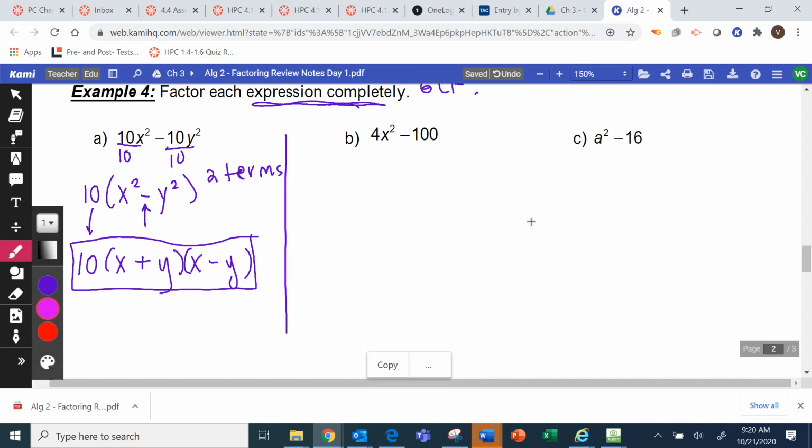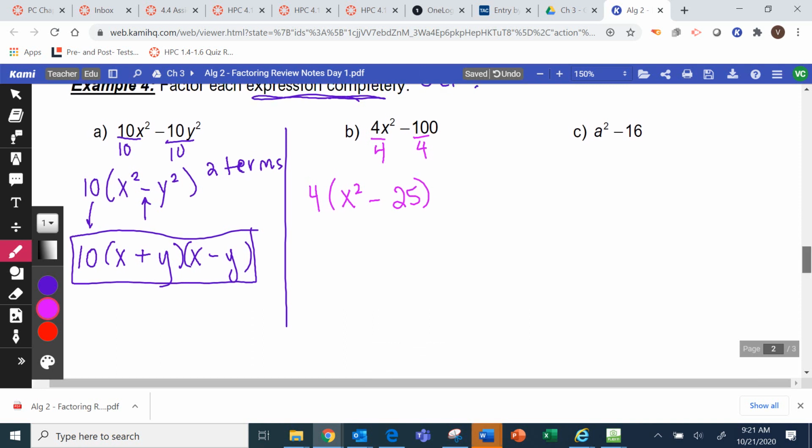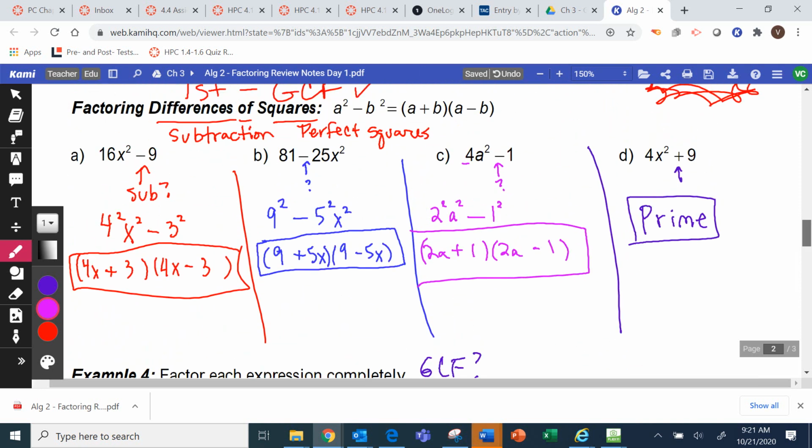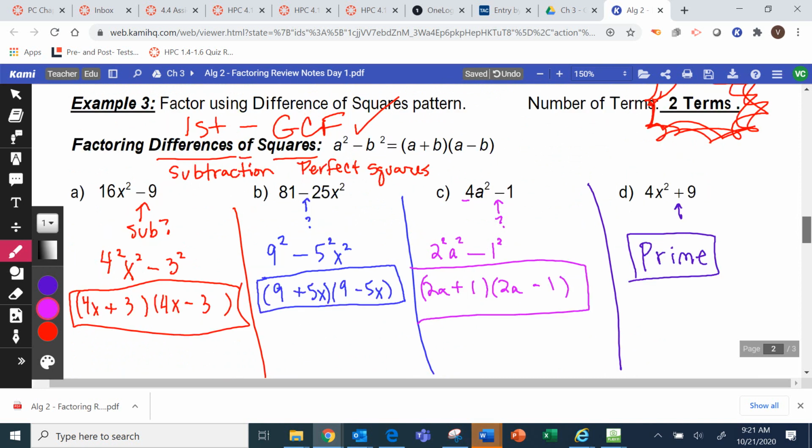Question B, is there a greatest common factor, Barak? What is it? 4. So I'm going to take out that 4. I get x squared minus 25. So that is 2 terms. That means I go to the 2 terms section, which is difference of squares.